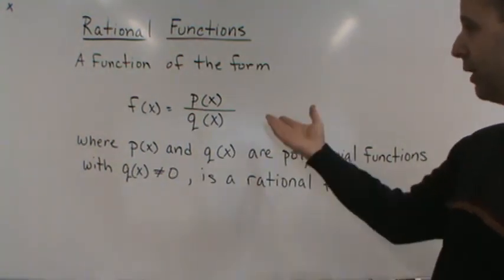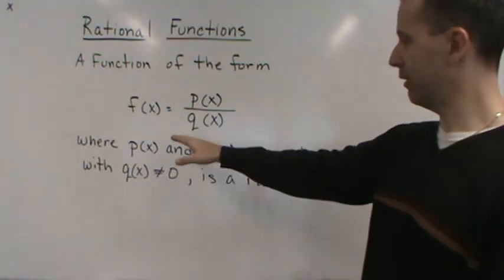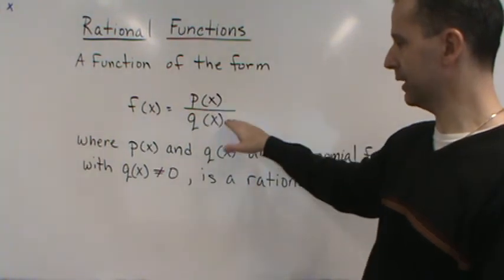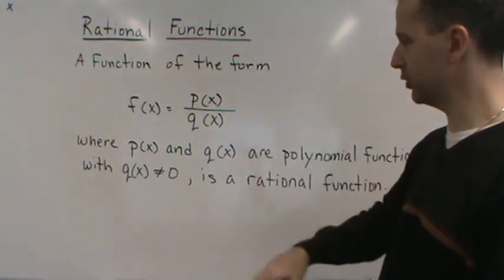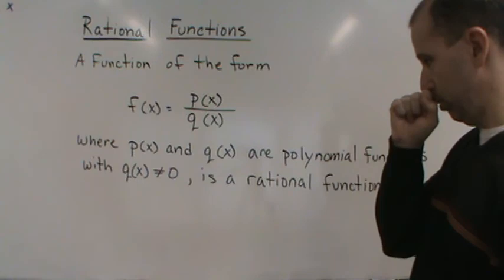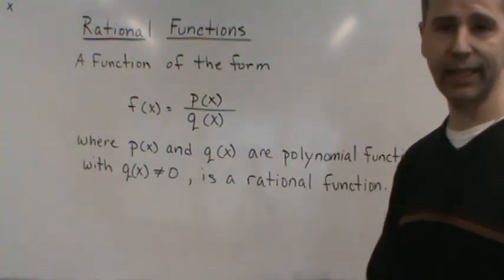So again, a rational function is any function of the form of a fraction where p of x and q of x are polynomial functions, and q of x cannot be equal to 0.